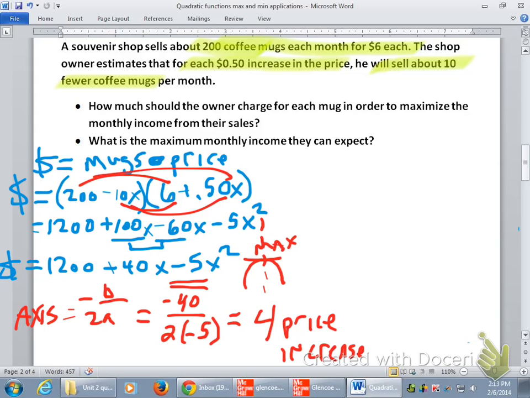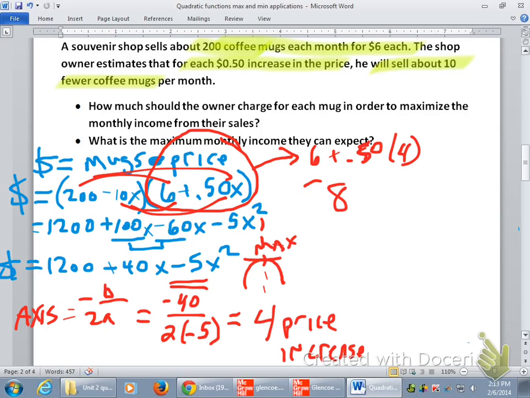I said $8. Yeah, you're right. How'd you get the 8? The 4 price increases of 50 cents, that's $2. Exactly. The 4 price increases of 50 cents each changes the 6 to the other. In other words, you could plug it back into this price right here and say 6 plus 0.5x, or 0.5 times 4. But if you understand what you're talking about, it's the same thing. It's going to be $8, right? So it's $8 a mug now. $8 price.